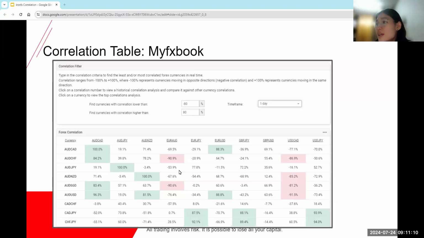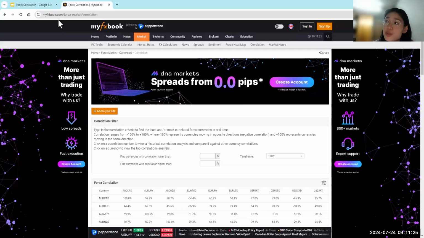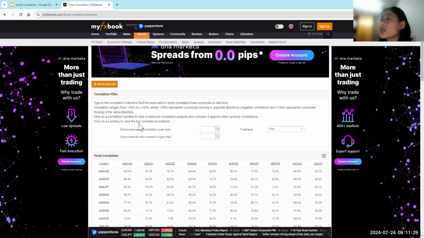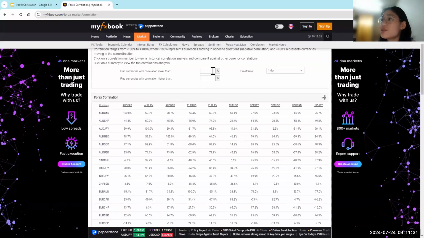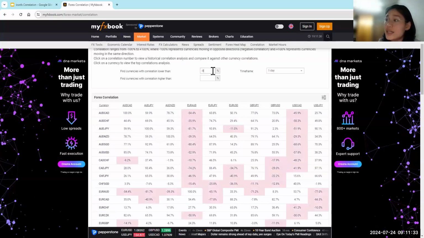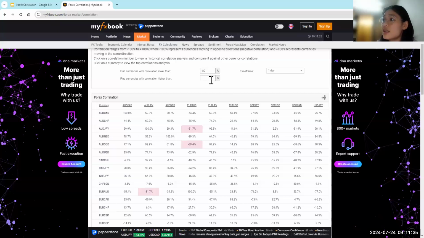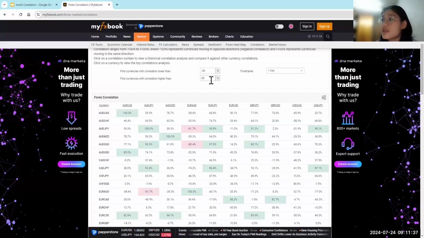Okay, and yep, so it'll highlight it like this. I'll show you guys on the website as well. So for example, this is what the website looks like. It's just myfxbook.com. So this is the correlation filter. We'll just input in currencies that are less than 80% and correlation higher than 80%.